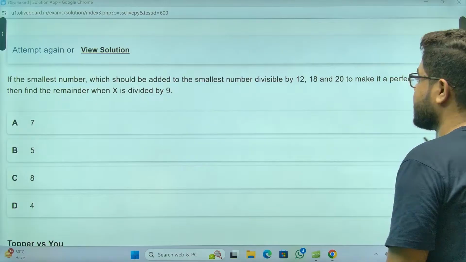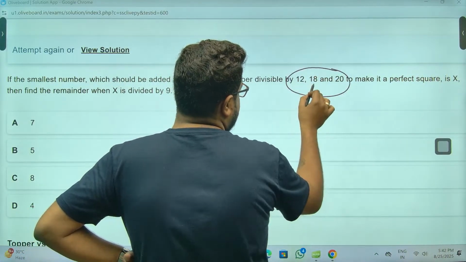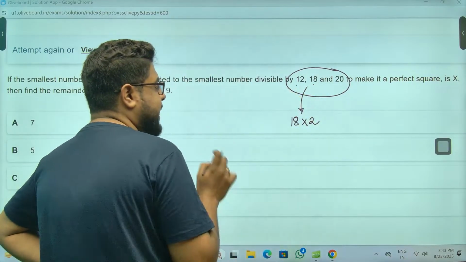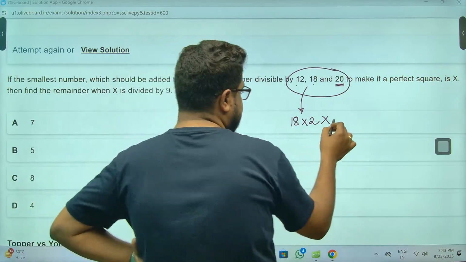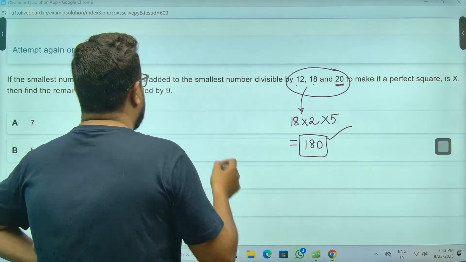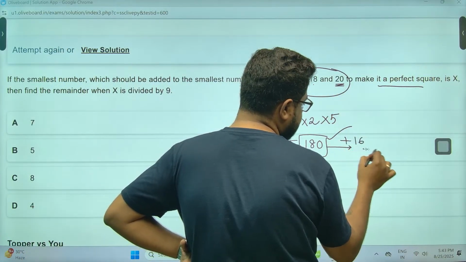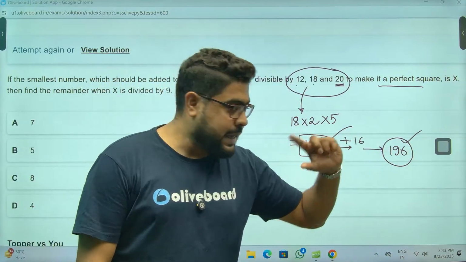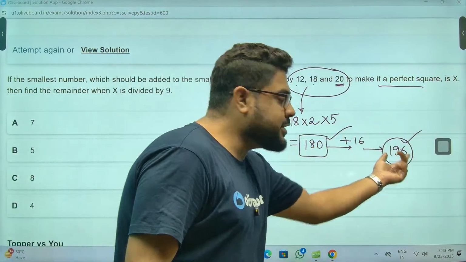If the smallest number that should be added is divisible by these two, 18 and 12. For 18, divisibility means I need a 2; 12 has an extra 2. And here I need a 10, and 10 means I need a 5. Sir, 180 is the LCM. Now, the smallest number to make it a perfect square: the nearest is 196. 196 is the nearest number to 180, greater than 180, because they are asking what should be added, which is 14 squared, meaning it's a perfect square.